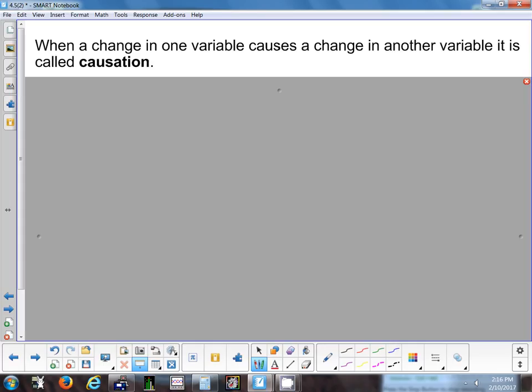If you run at the same speed for a longer amount of time, or you run at the same speed for a shorter amount of time, I guarantee you if you run for a longer amount of time, you will burn more calories. Okay? That's a causation. Running longer, burn more calories.